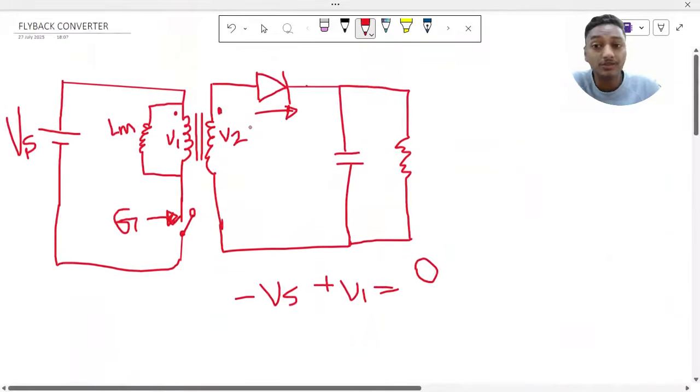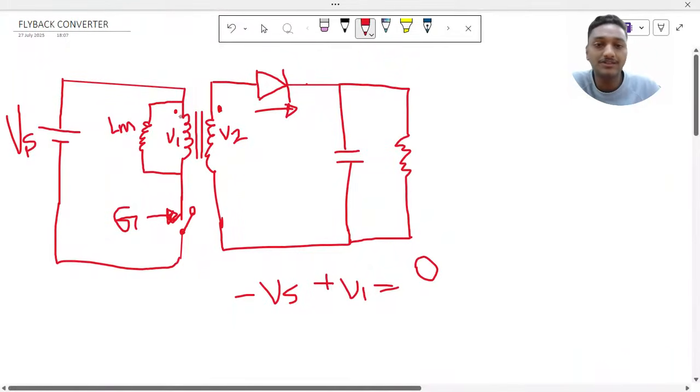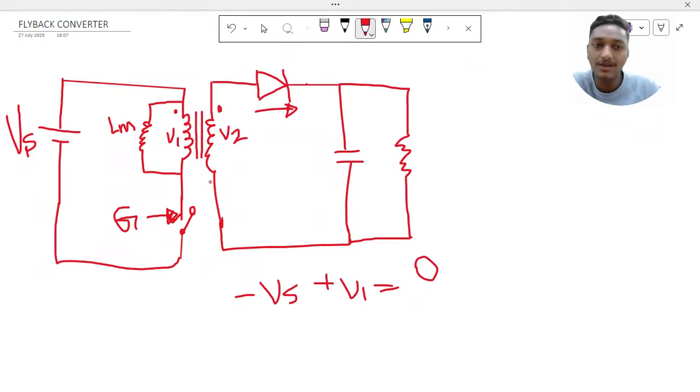If somebody asks what will happen if we keep the dot convention like this, you can try and simulate. You may get some result, but that is not right, because your inductor, which is charged, Lm, has no path to discharge. It can just circulate here itself. So that is not the case.